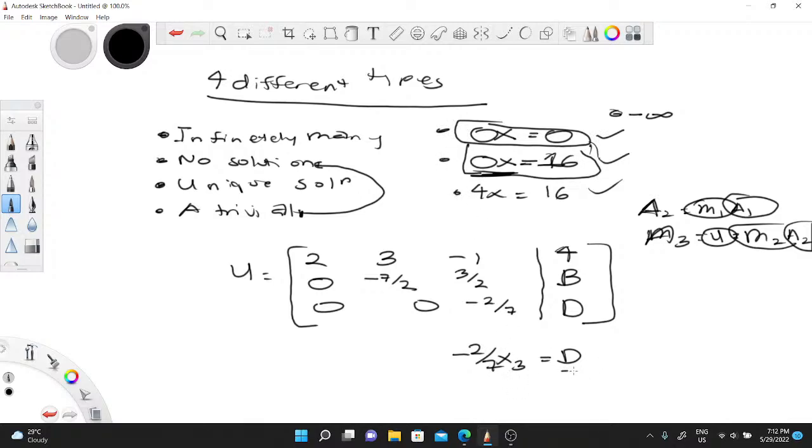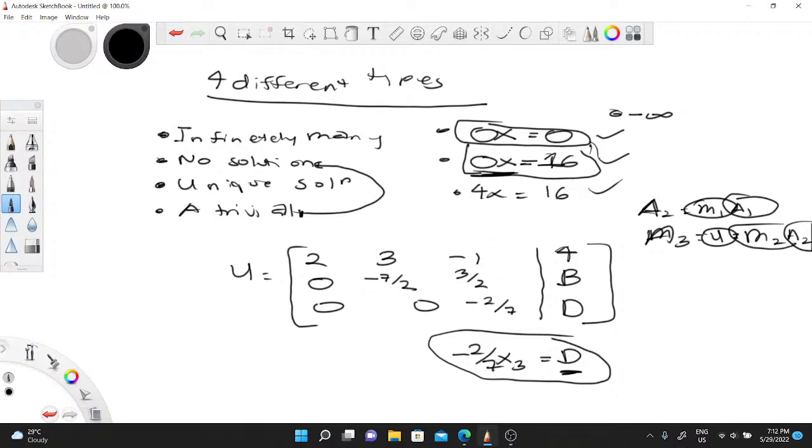Right now, if D is equal to an actual value, it becomes a unique solution. If D is equal to 0, we would have infinitely many solutions. You understand? No, we'll still have a unique solution. I didn't see it. We'll still have a unique solution. You understand? So this is how we determine what type of solution we have.